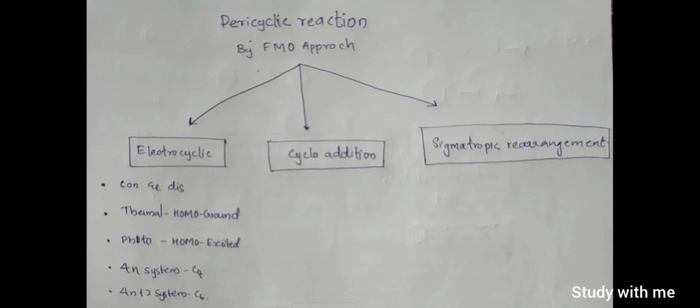In electrocyclic reaction we have studied conrotation and disrotation, and in thermal condition we will consider the HOMO of ground state, and in the photochemical condition we will consider the HOMO of excited state. In electrocyclic reaction we have considered the 4n system, that is the C4 system, and 4n plus 2 system, that is the C6 system. Now we are going to discuss the cycloaddition reaction, that is the second type of pericyclic reaction.